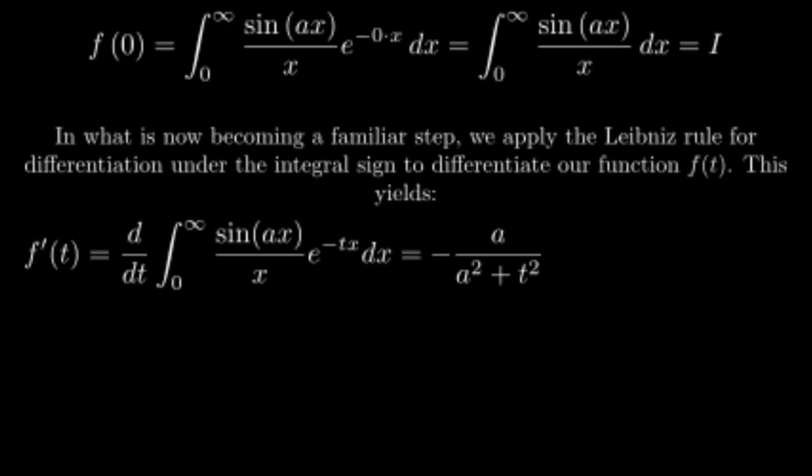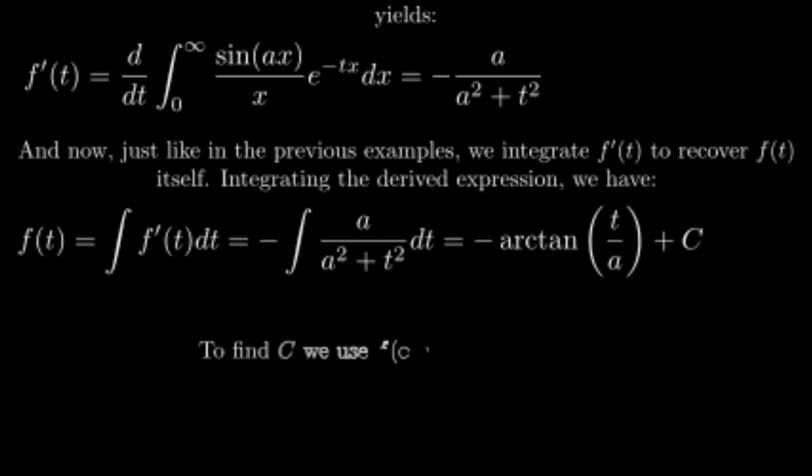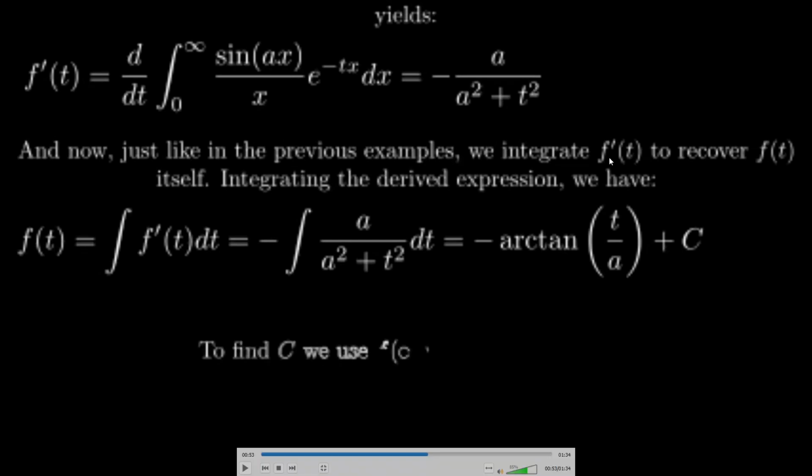All right. And now, just like in previous examples, we integrate f prime of t to recover f of t itself, integrating the derived expression we have. And it's being a little bit more wordy than I would usually be, but I like what it said. This is fine. Yeah, f of t is equal to the integral of f prime of t. F prime of t is this thing. And that evaluates to negative arctangent of t over a plus c. I won't check that because I checked it before.